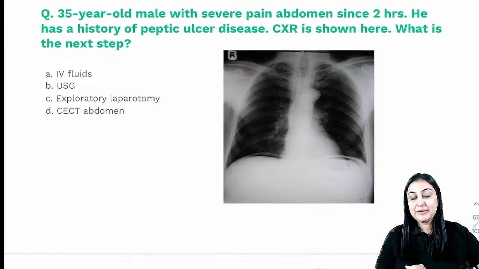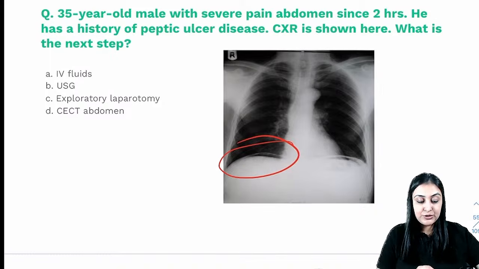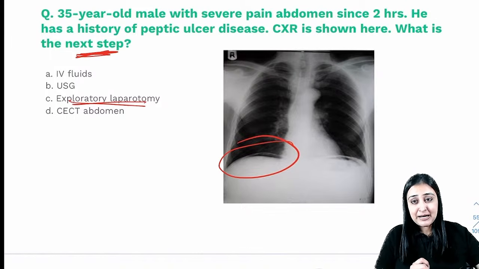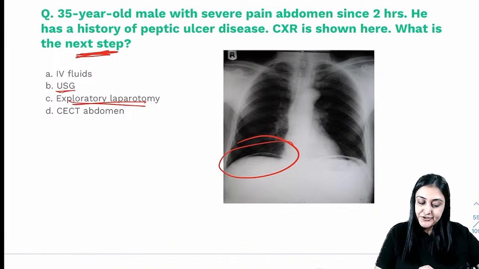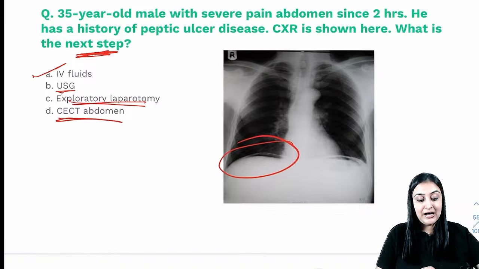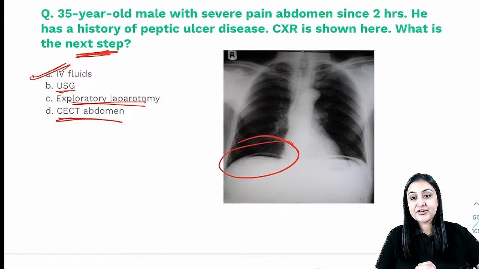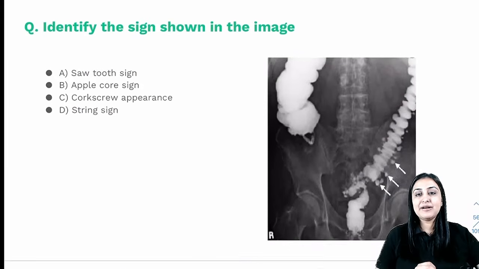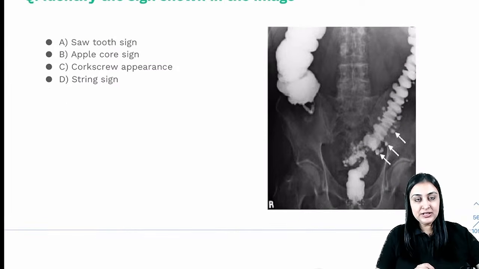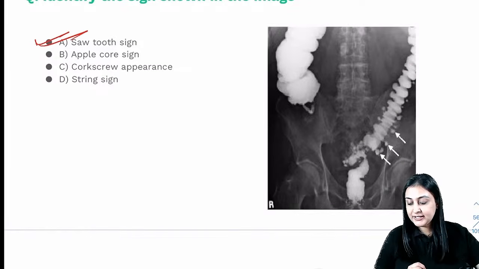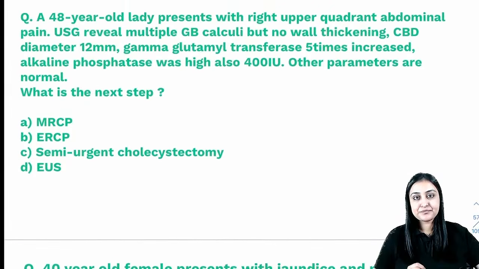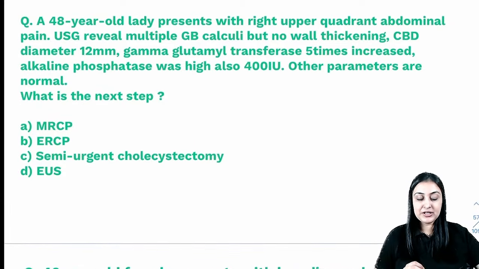35-year-old male, severe pain abdomen, chest X-ray seen, straight away seen, right under the diaphragm, there is pneumoperitoneum. What is the next step? Exploratory laparotomy. Let me mark that. No. Ultrasound? No. CT? No. IV fluids? Yes. All right. So IV fluids followed by exploratory laparotomy. Identify the sign. FMG question. Sawtooth sign. Sigmoid diverticulosis.